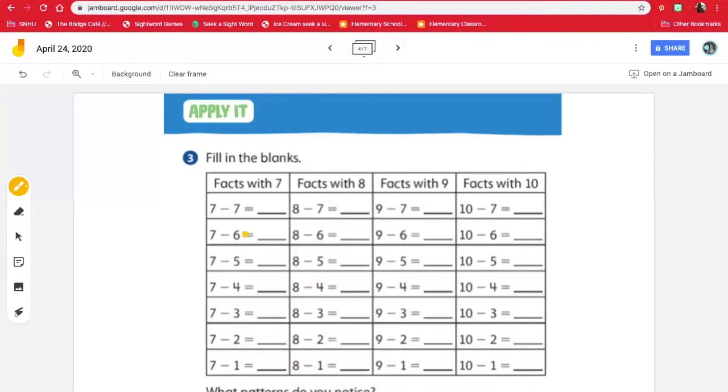Fill in the blanks. So since we did facts with 7 and 8, we're going to focus on facts with 9 for this one. If you want to fill in the facts with 7 and 8 on your own, you are more than welcome to. So facts with 9. So all of these have facts with 9, and our 9s are in the beginning. And facts with 10, you betcha the 10 is in the beginning.